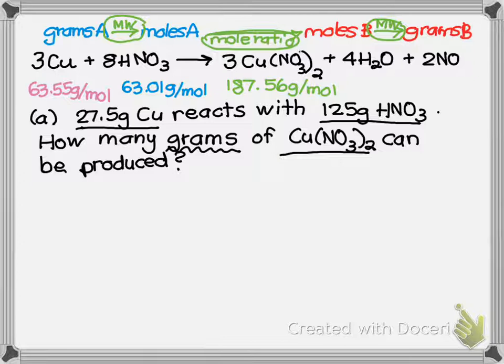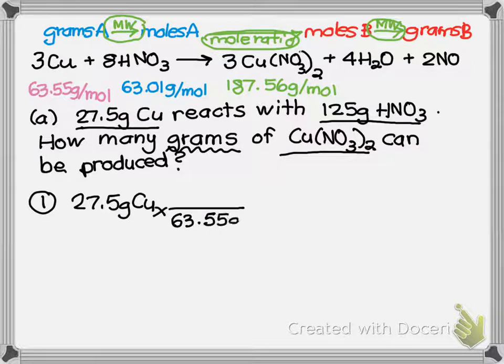So we have to figure out which one is going to get used up first, and there's a variety of ways to do this. I'm going to start by figuring out how much copper 2 nitrate the copper can make, and then comparing it to how much copper 2 nitrate the nitric acid can make. So I'm going to start with 27.5 grams of copper. The first step is to convert it to moles using the molecular weight. And above the balanced equation, I looked up and wrote down the molar masses before we started.